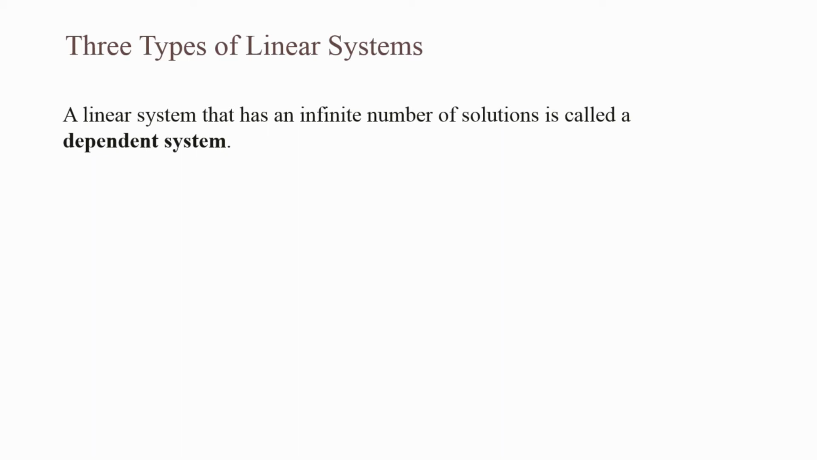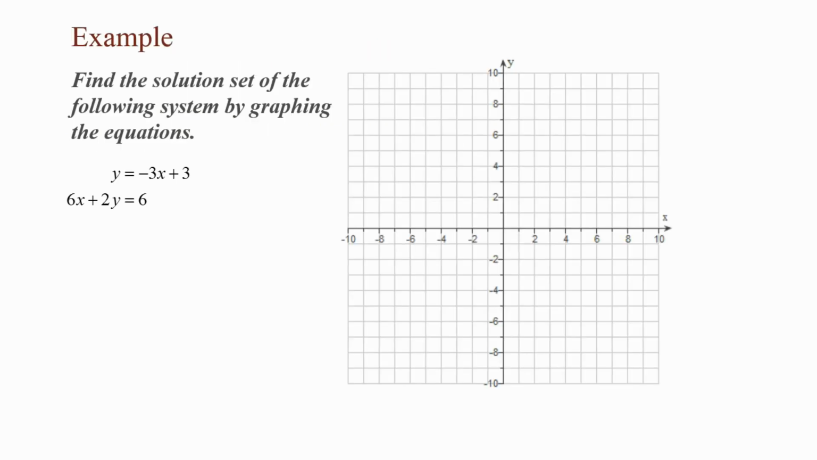A linear system that has an infinite number of solutions is called a dependent system. In this example, we want to find the solution set of the following system by graphing the equations y equals negative 3x plus 3, 6x plus 2y equals 6. Since y equals negative 3x plus 3 is in slope-intercept form, I'm going to use my slope, which is negative 3 over 1, and my y-intercept, which is 3, to graph the line.